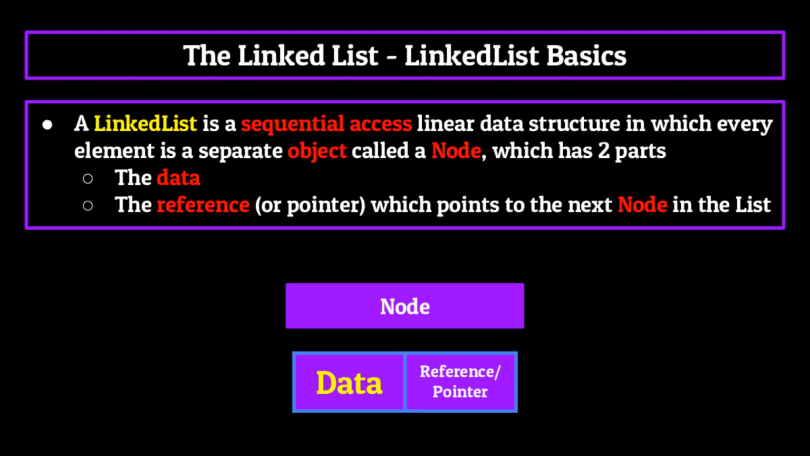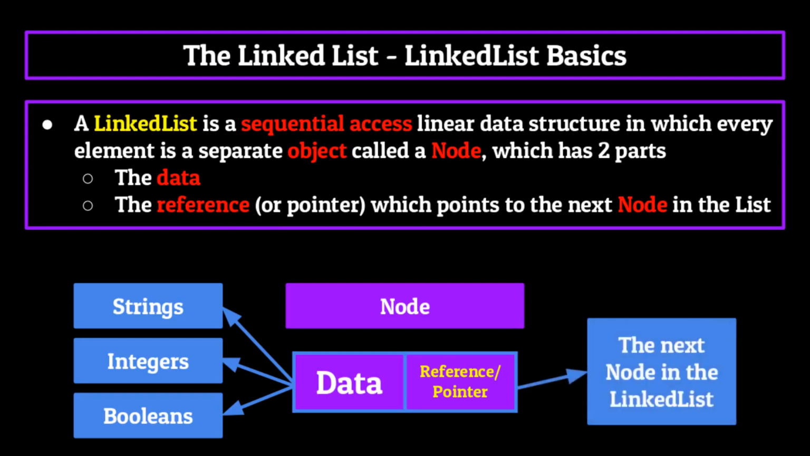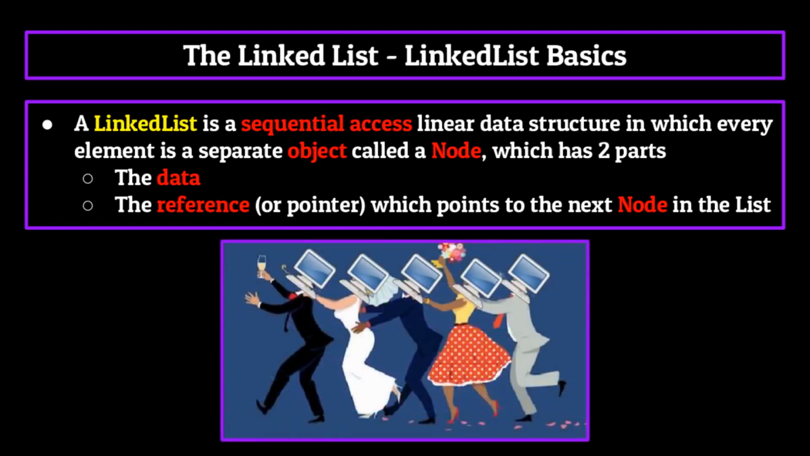The data is where our strings or integers or Boolean values are kept, the actual contents of our data structure, and the other piece to the puzzle is the pointer. This reference or pointer points to where the next node in the linked list is stored in memory. This helps link all of the nodes in a linked list together to form one long chain of information, kind of like a computer science conga line.